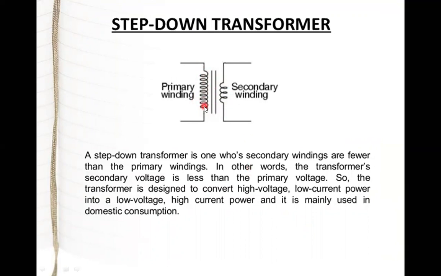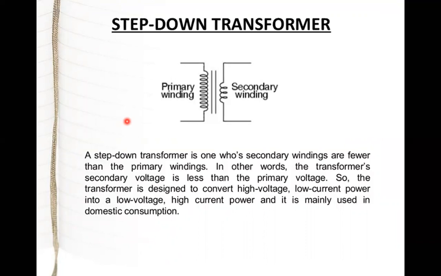This is the primary winding and this is the secondary winding with the two equal parallel lines. A step down transformer is one whose secondary windings are fewer than the primary windings. In other words, the transformer's secondary voltage is less than the primary voltage. So the transformer is designed to convert high voltage, low current power into low voltage, high current power, and it is mainly used in domestic applications.